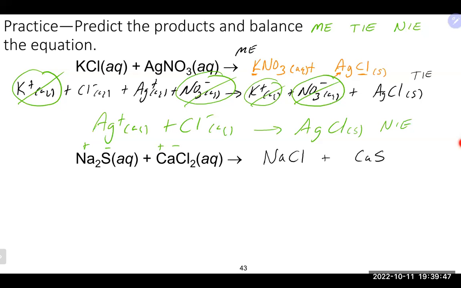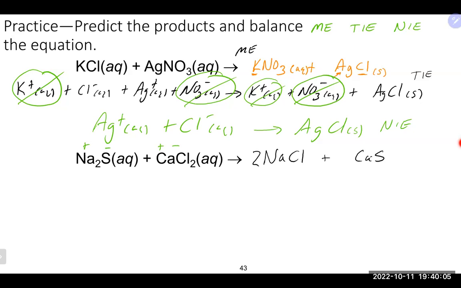Now that I do have the proper formulas, I can balance it. And in this case, I do need to put a number. And once again, I think I just need to put a 2 there in front of the sodium. And that should balance everybody up. 2 sodiums, 1 sulfur, 1 calcium, and 2 chlorides.